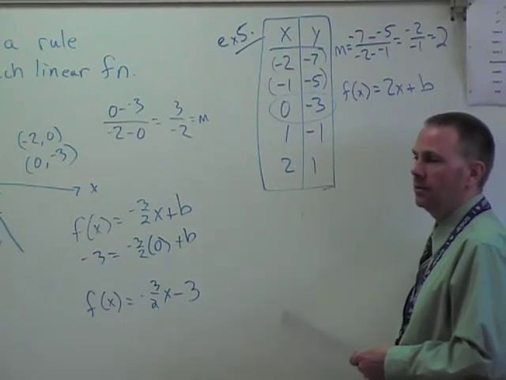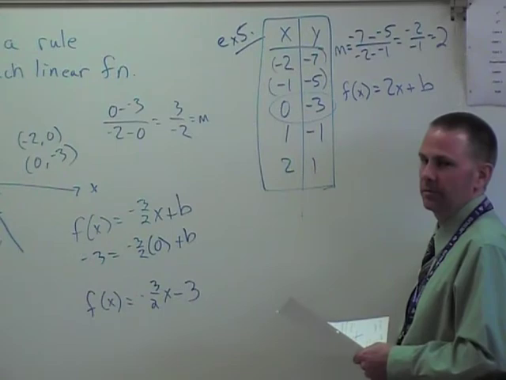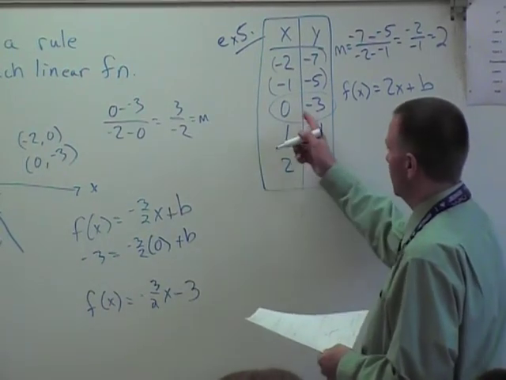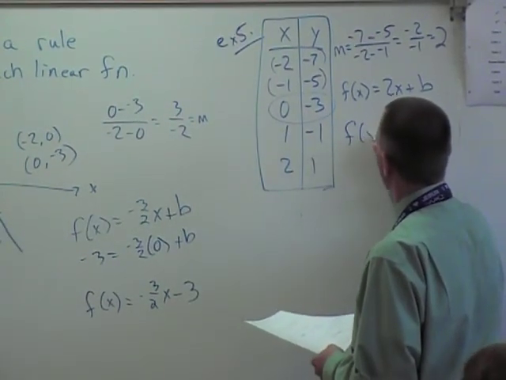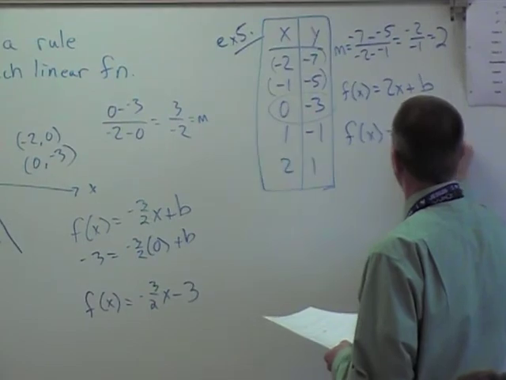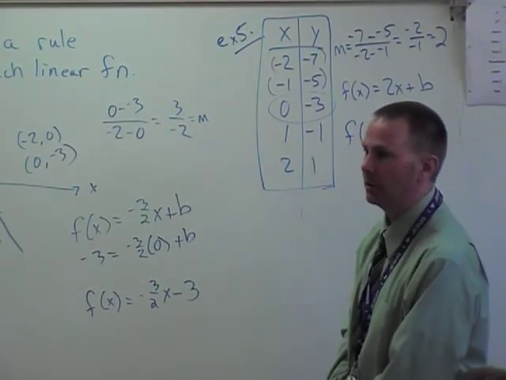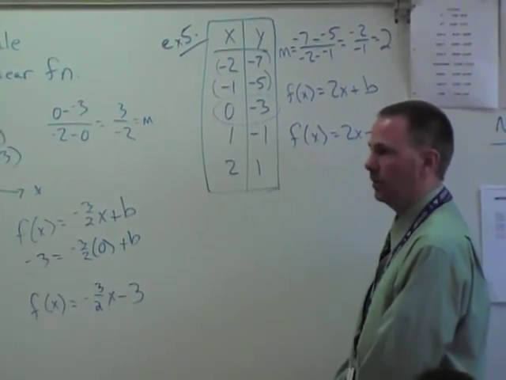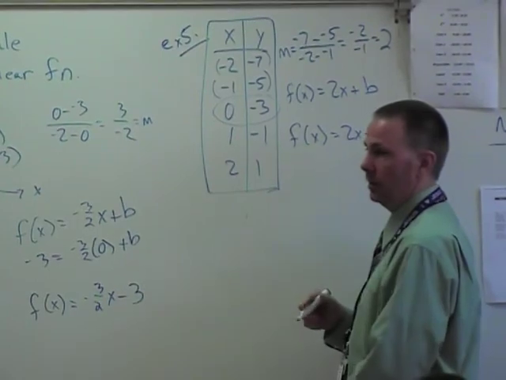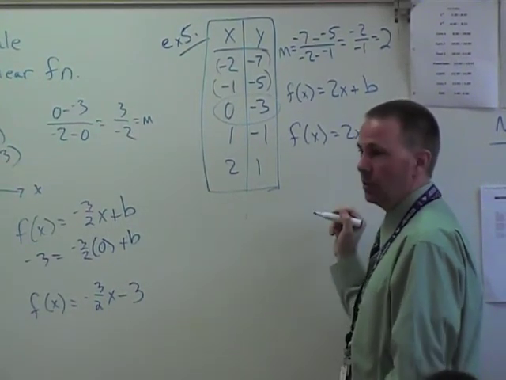Plug in a point. Tell me what you get for b. If you notice, they gave you the y-intercept here. So your answer should be f of x equals 2x minus 3. Any questions? I think it was 3. Yeah, 0, -3. Where does that come from? Where does the line cross the y-axis?